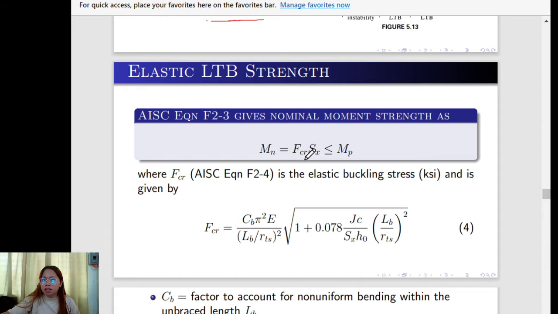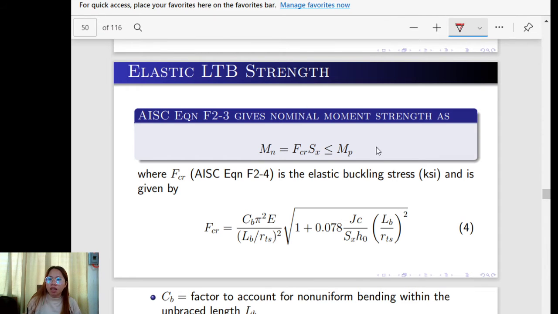The AISC equation F2-3 gives the nominal moment strength: M sub n, your nominal moment, is equal to F sub CR, the elastic buckling stress, times the elastic section modulus. That is less than the plastic moment. It did not reach the yield strength of the steel or the plastic moment. Therefore, you have to use this F sub CR, the elastic buckling stress, which can be solved using this equation.